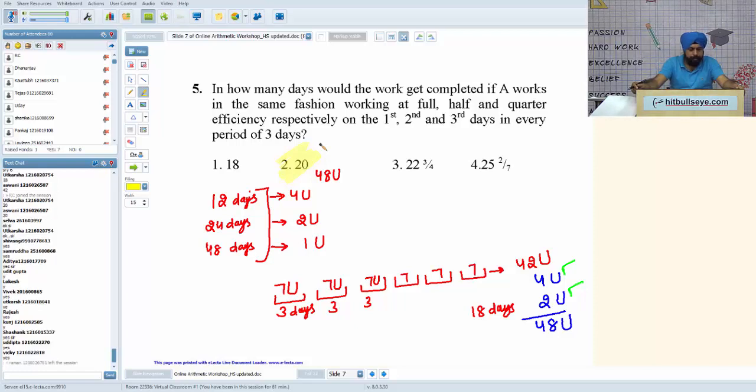So I strongly suggest for time and work you can follow this units approach, which will help to solve the question in quite a quicker manner.